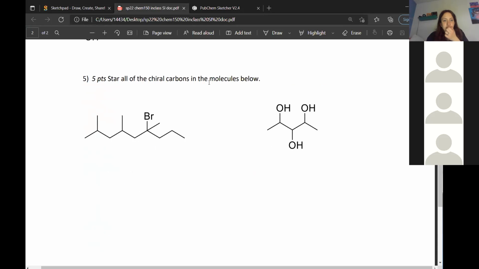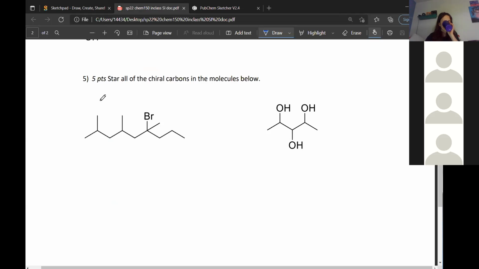Next up, we have starring all of the chiral carbons in the molecules below. I'm going to try and draw directly on the page because I don't want to try and draw these out. If you guys remember, when a molecule is chiral, that means it has 4 different things around a single carbon. So when a carbon is chiral, it's 4 different things around that respective carbon.